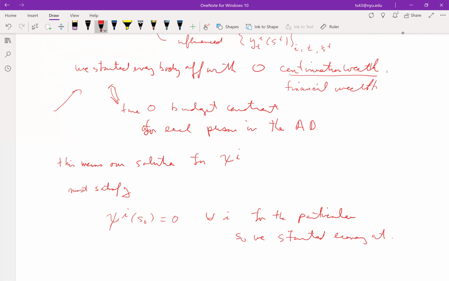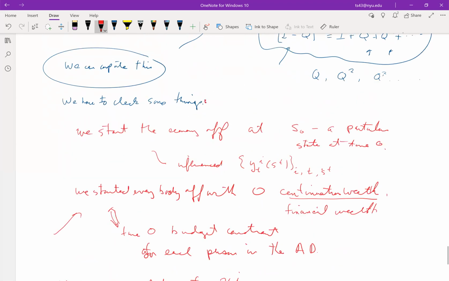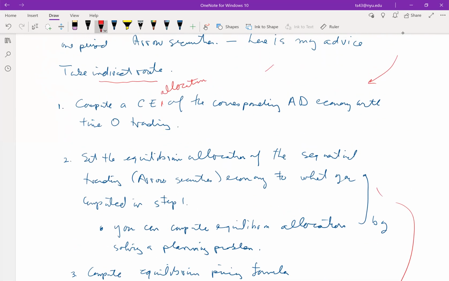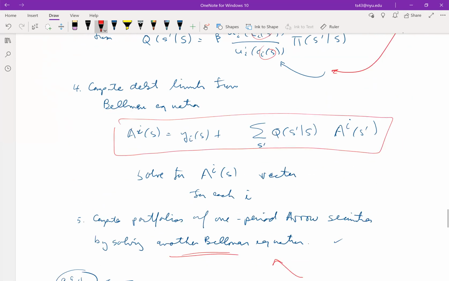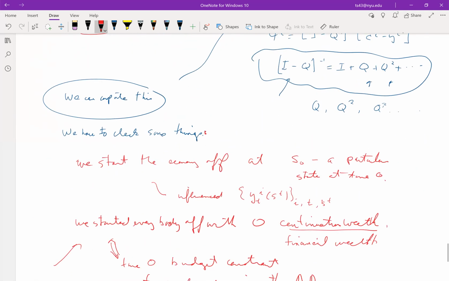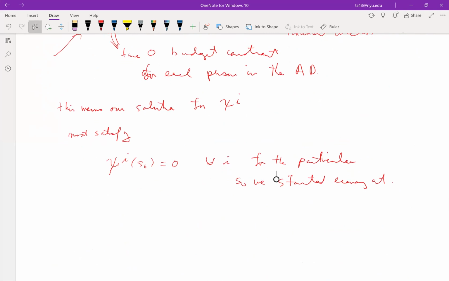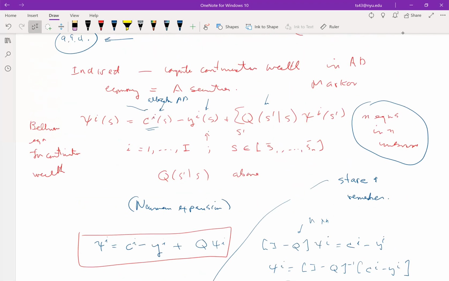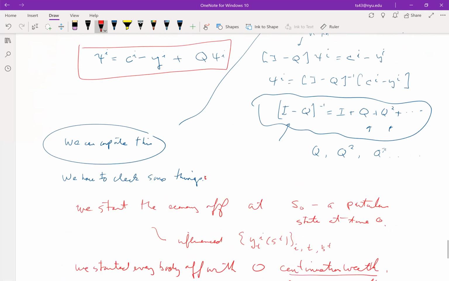Another way to say that, take out the mystery: we've set this up so that, going back to step 1, when we computed the competitive equilibrium for the Arrow-Debreu economy, the budget constraints were satisfied. So in closing this circle, after we solve for this recursive representation, this Bellmanized recursive representation of continuation wealth, it's got to be true at the end of the day that it satisfies this.